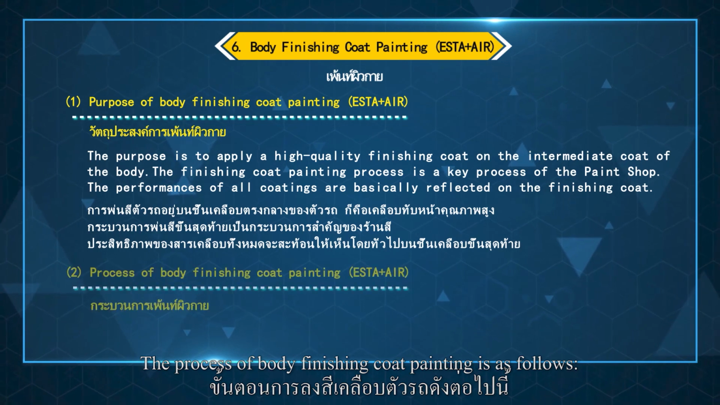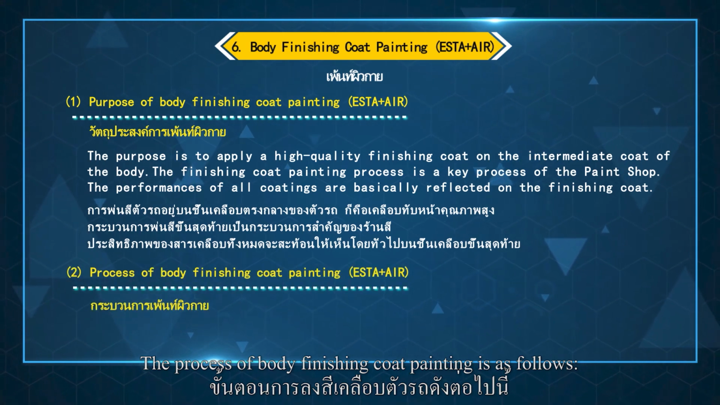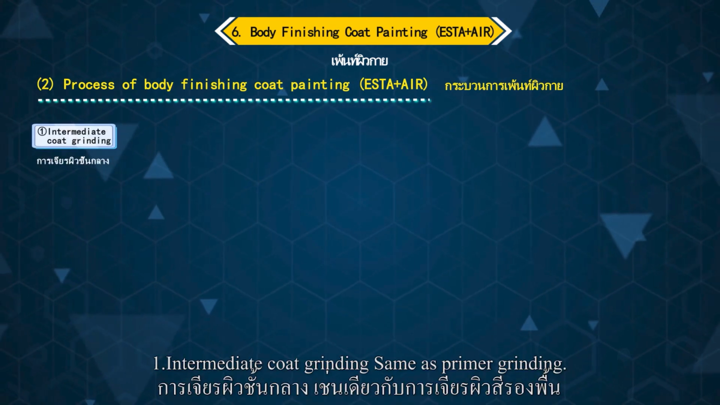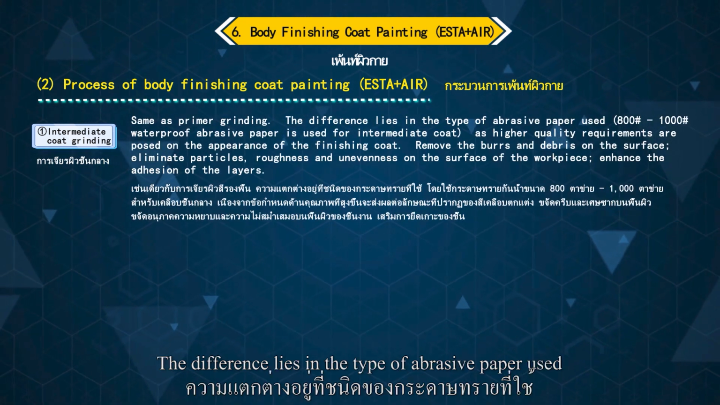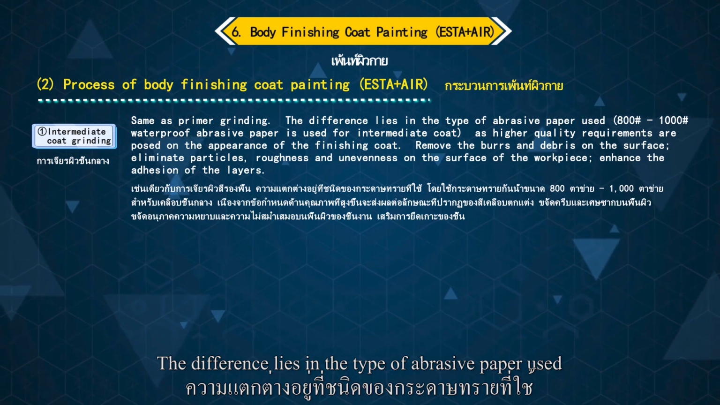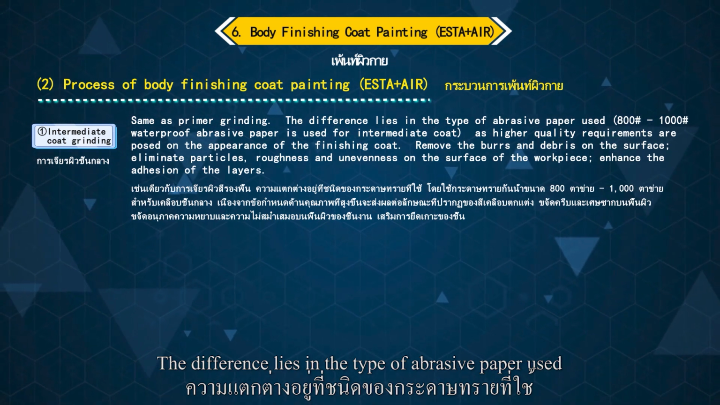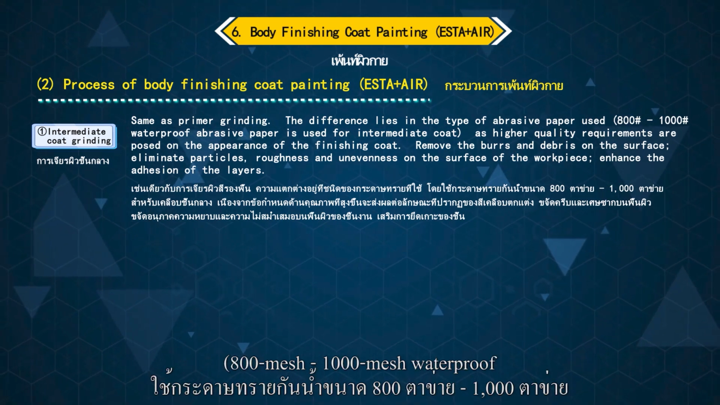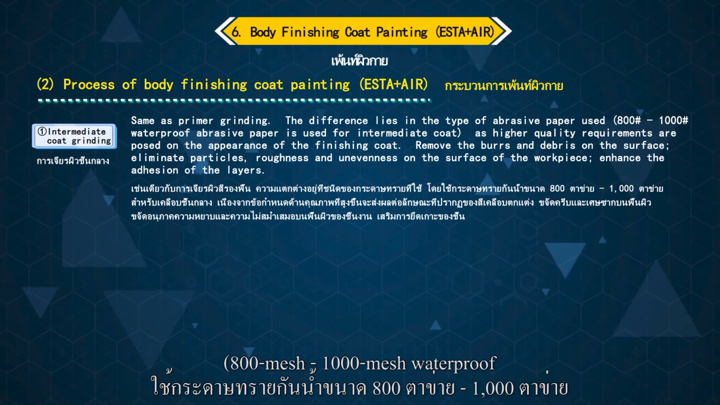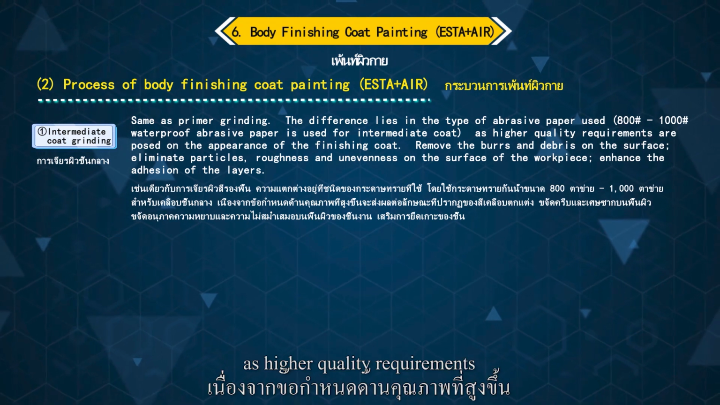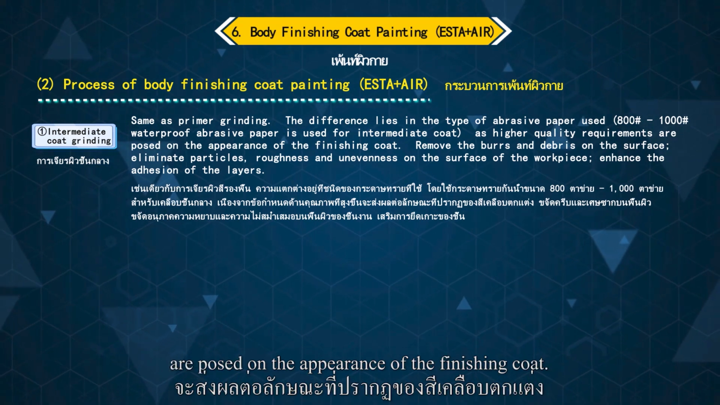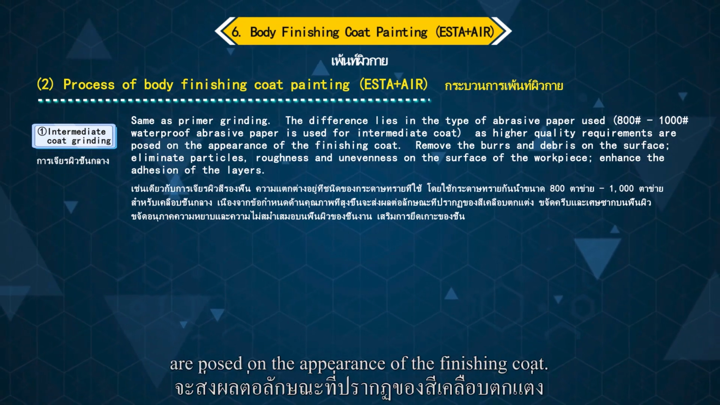The process of body finishing coat painting is as follows. 1. Intermediate coat grinding. Same as primer grinding. The difference lies in the type of abrasive paper used. 800 mesh to 1000 mesh waterproof abrasive paper is used for the intermediate coat, as higher quality requirements are posed on the appearance of the finishing coat.